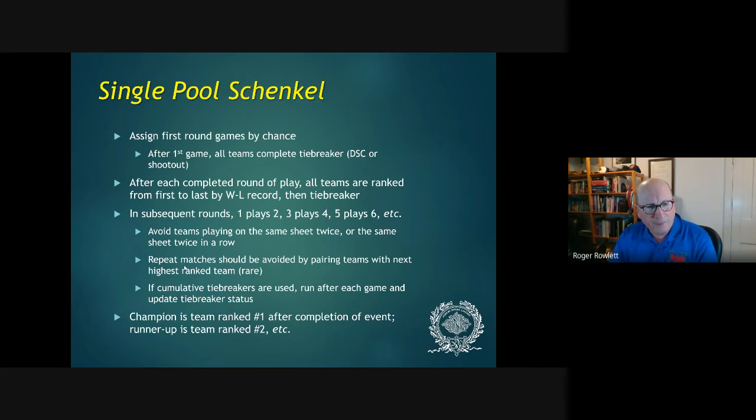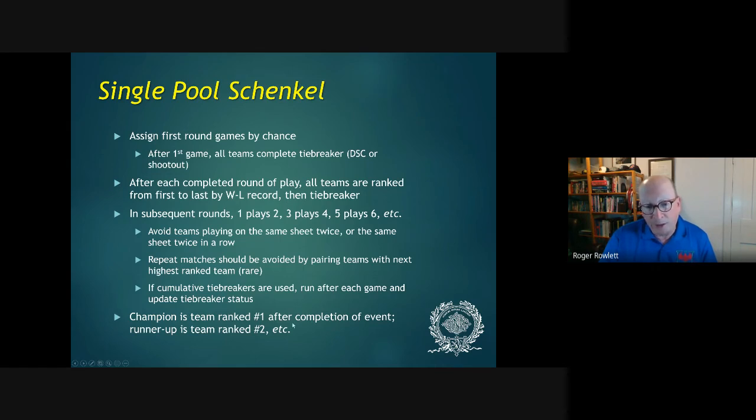If cumulative tiebreakers are used, you just update them after each game in the status. And then again, you always rank your teams by 1 loss first and then their tiebreak. So you do however many rounds you need to get a unique champion. So again, if you've got 8 teams, that's 3 rounds. If you've got 10 to 16, that's 4 rounds. And the champion is the team that's ranked number 1 after the completion of the event.